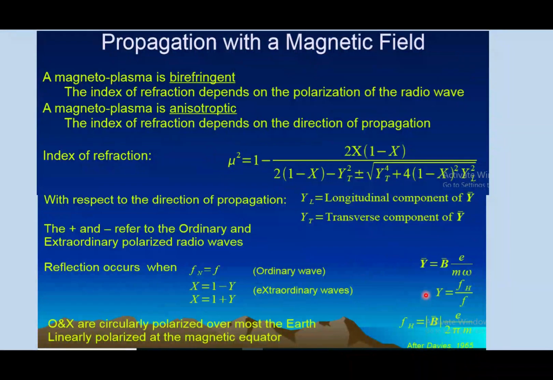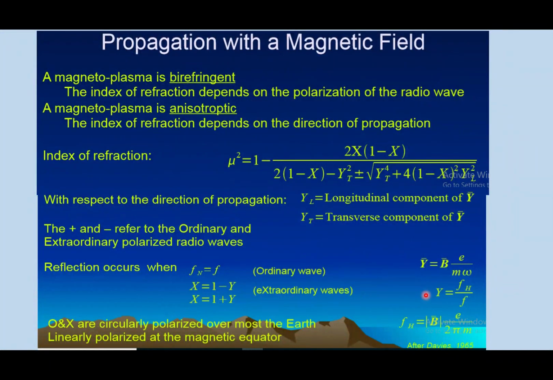Now, in this situation, when the magnetic field is also included, again, the ordinary wave will get reflected from the point where the plasma frequency is equal to the wave frequency. That is, this condition is the same as that when there is no magnetic field. Or in other words, the ordinary wave is not affected by the presence of the magnetic field. Now, the extraordinary wave has two conditions of reflection, x is equal to 1 minus y or x is equal to 1 plus y. When either of these conditions is satisfied, the extraordinary wave will get reflected.